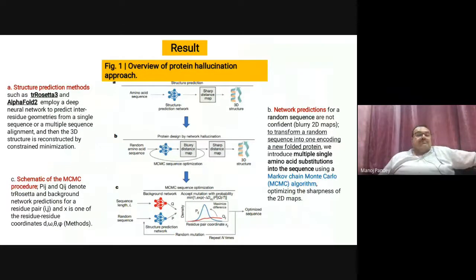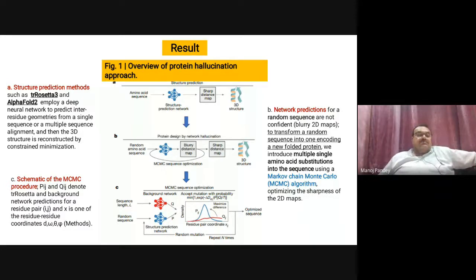The result. The first figure, overview of protein hallucination. In this, the first figure tells us about the structure prediction methods, such as trRosetta and AlphaFold, which employ a deep neural network to predict inter-residue geometries from a single sequence or a multiple sequence alignment, and the 3D structure is constructed by constrained minimization.